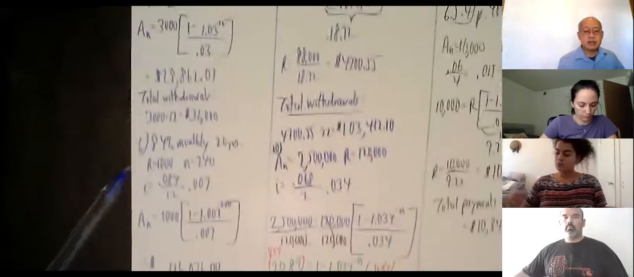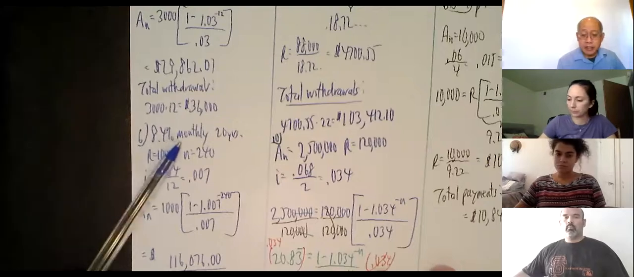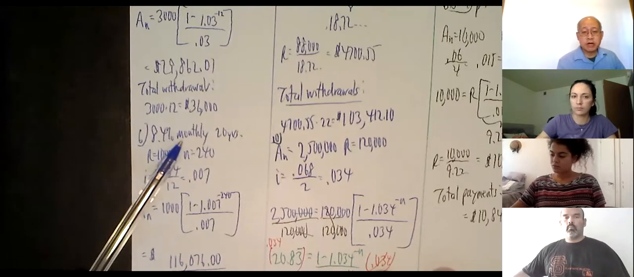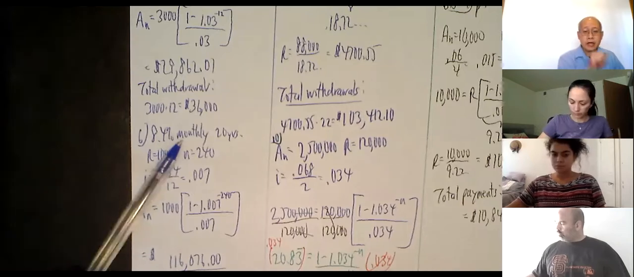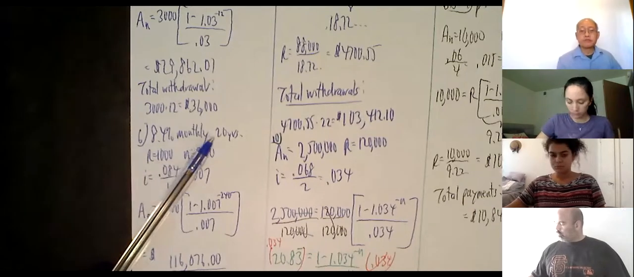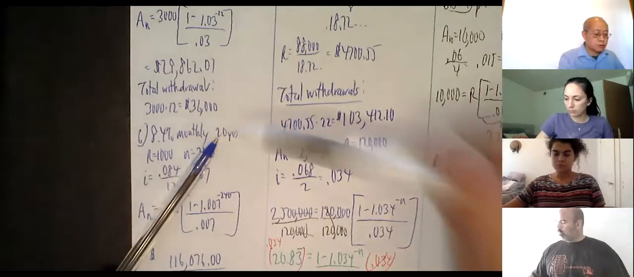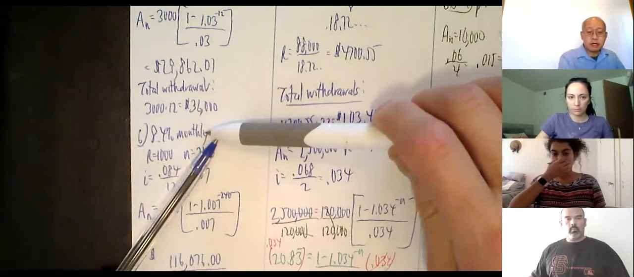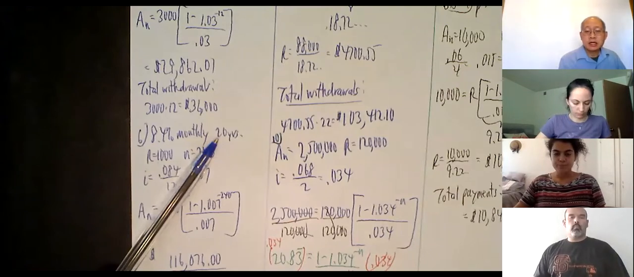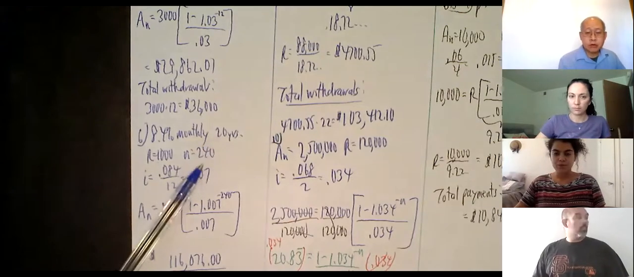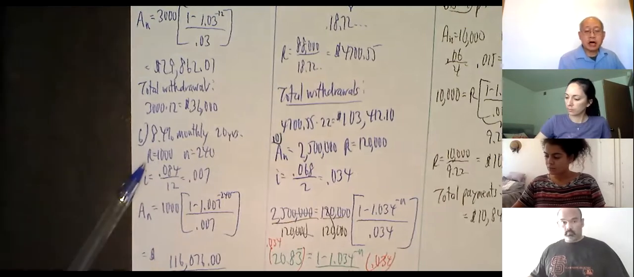Okay, question number 6. Said 8.4% compounded monthly. Aha. Monthly means you're going to divide by 12. And it's for 20 years. Okay, 20 years, how many times a year? 12, monthly. So what's my N? N is 20 times 12, 240. All right, and they say R is equal to 1,000.